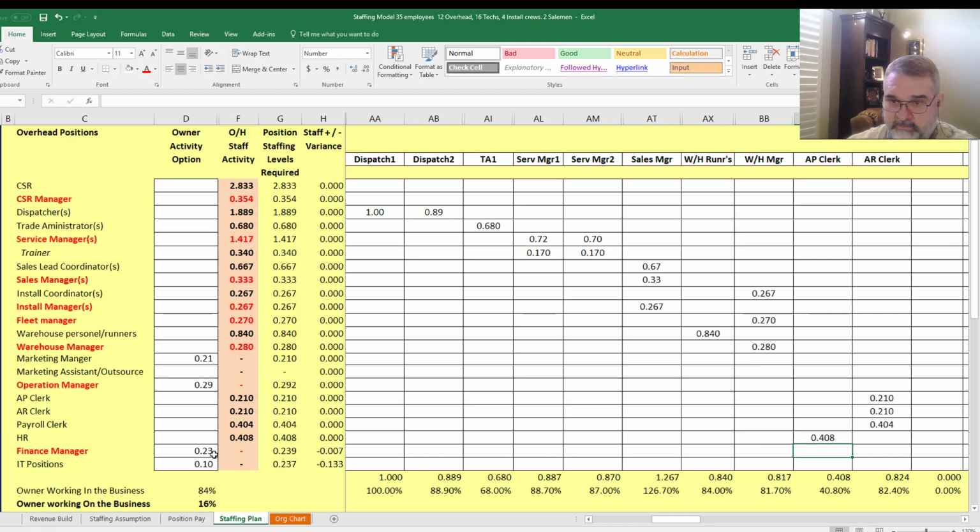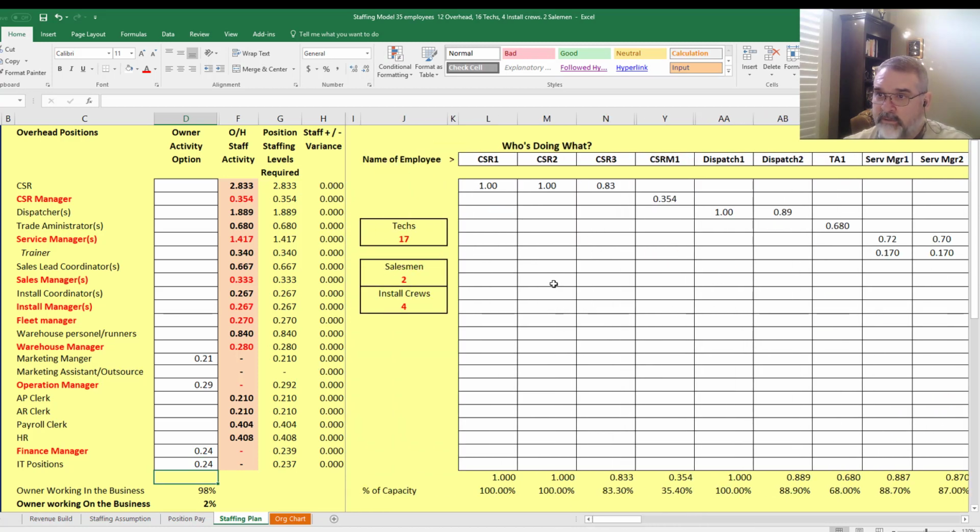There we go. Zero fleet, 0.239 for IT, the owner, because he's so good at IT. He's handling that. So now you can see I've got all zeros here. Now here's my head count that I've got full. So I've got 3 CSRs and a CSR manager only at 35% capacity. So it could be argued that these two people could still be the same person.